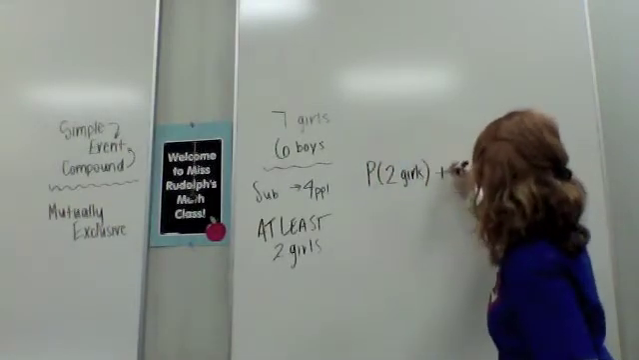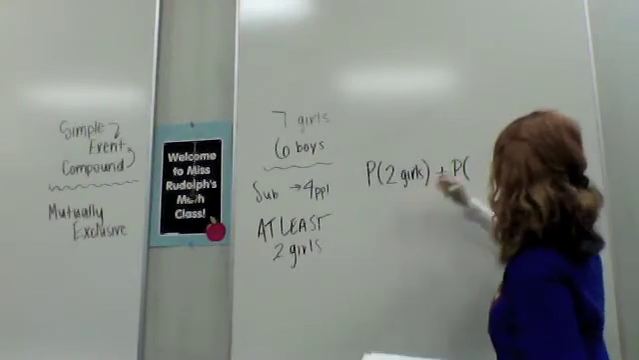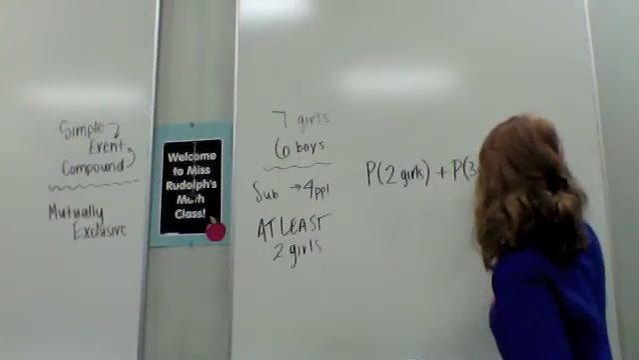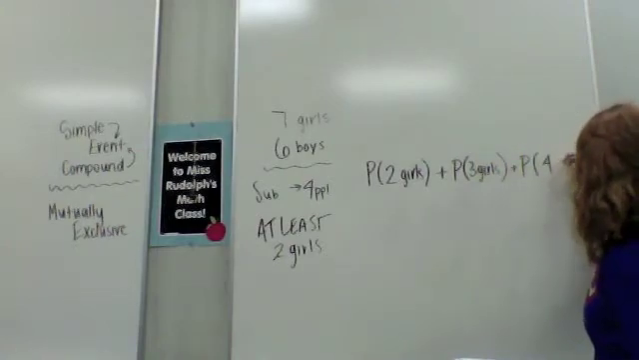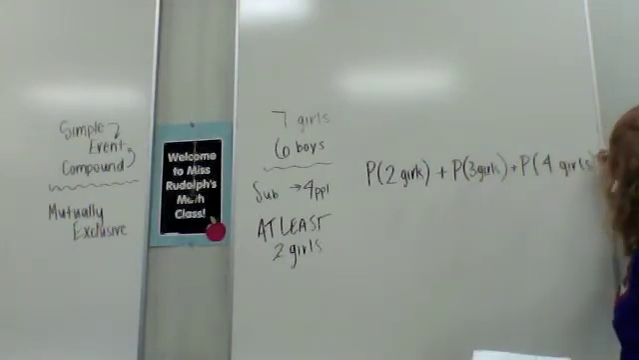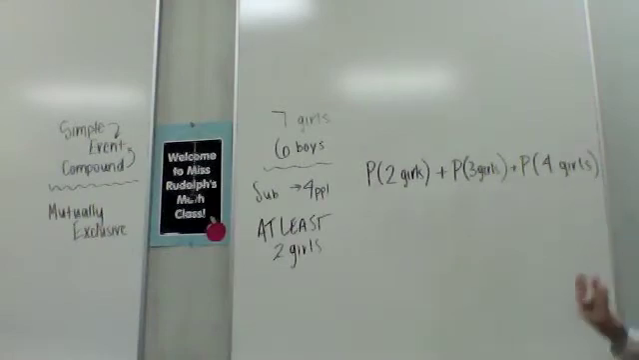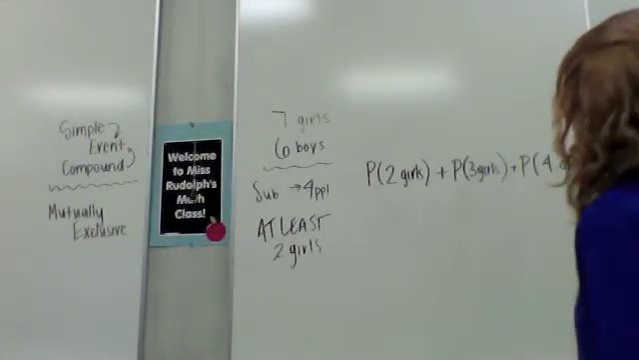Once again, I'm adding these probabilities because 2 girls and having 3 girls cannot happen at the same time. And I'm also adding the probability of 4 girls. So something actually is also happening during these events. This is why this is actually going to be a compound event.